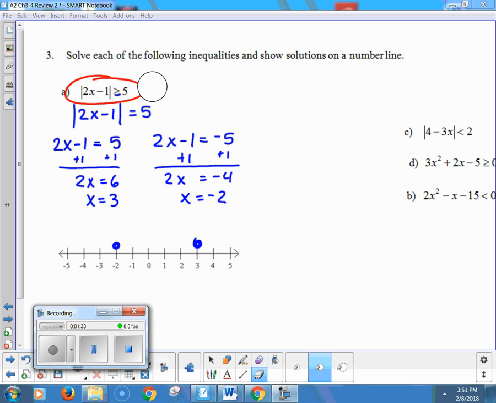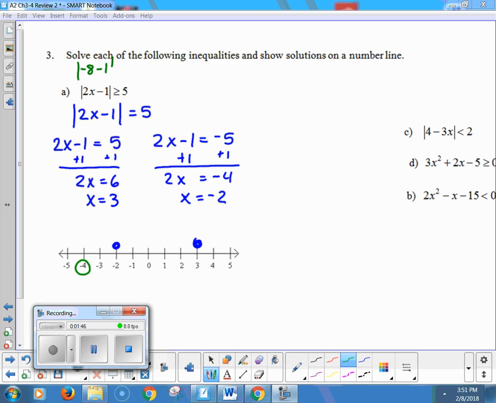So let's go ahead and test some values and see what happens to make this inequality true. Suppose x is, say, negative 4. Well, if x is negative 4, we get the absolute value of negative 8 minus 1. Is that bigger than or equal to 5? It absolutely is, so we know that this region over here makes the inequality true.